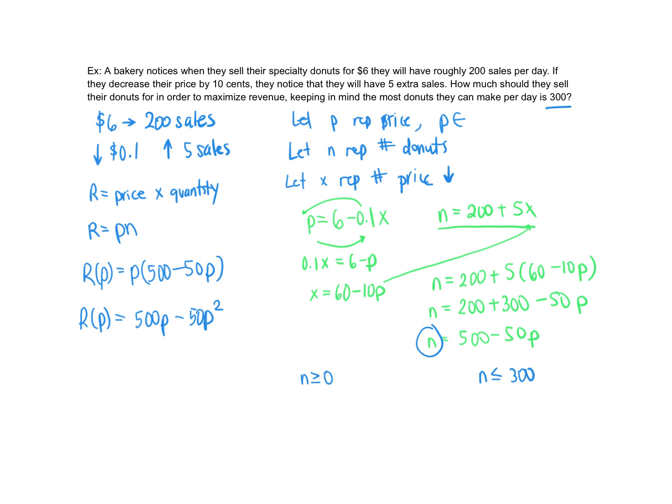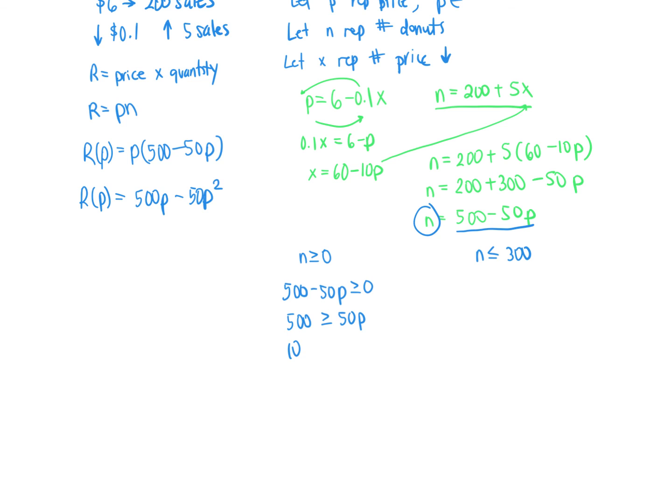So now that I have this, I'm going to sub it into these inequalities because I'm trying to create my restriction for P, because my equation is all about P. So 500 minus 50p has to be greater than or equal to 0. I'm going to bring the negative 50p over, divide by 50, and I get that price has to be less than or equal to 10.